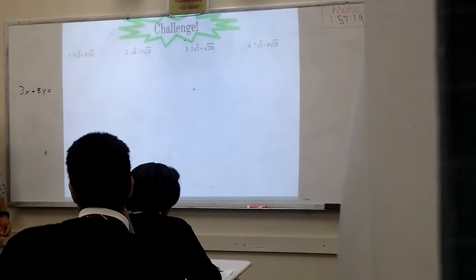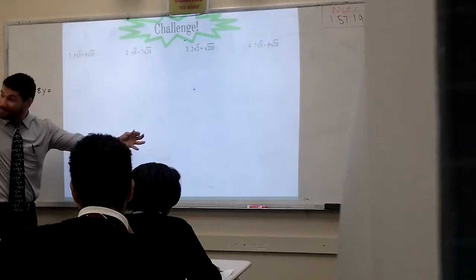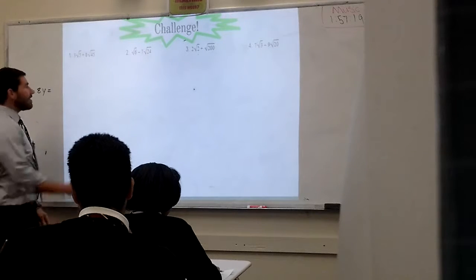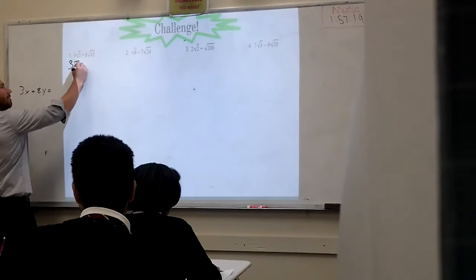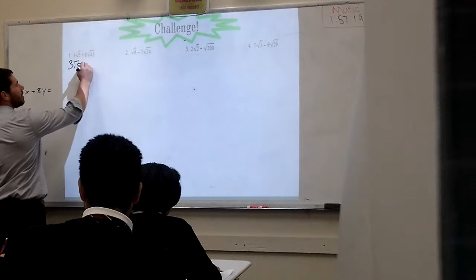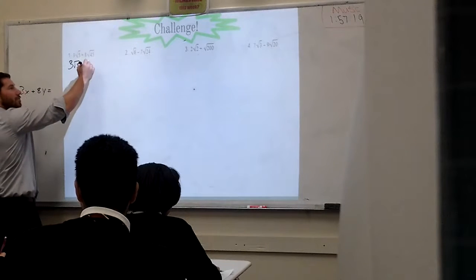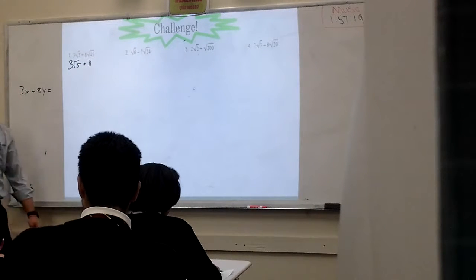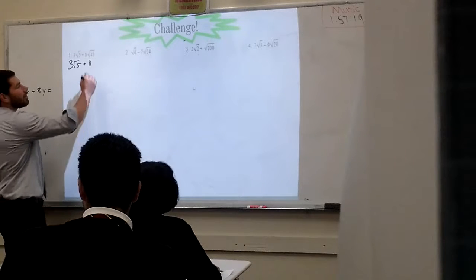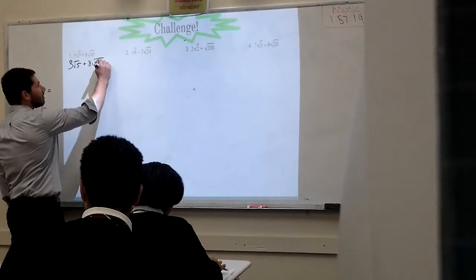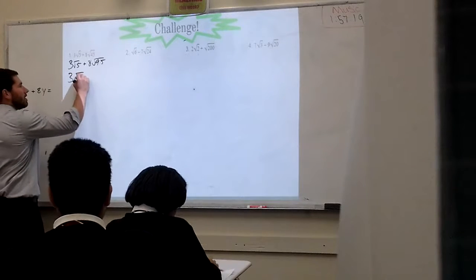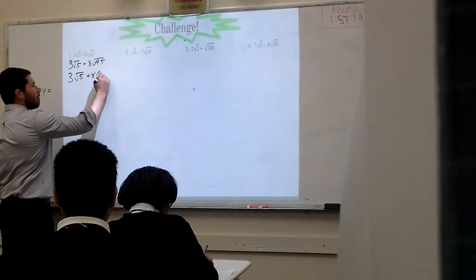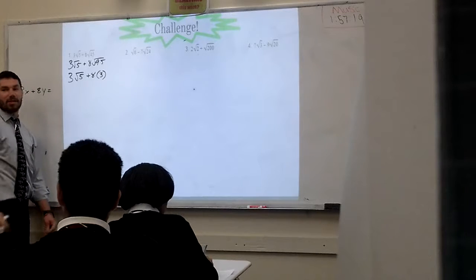Can I do anything to simplify the square root of 5? No, right? Because there are no perfect square factors of 5, so I get 3 square root of 5, I just bring it down. Can I do anything to simplify the square root of 45? Yes. What is a perfect square factor of 45? 9 and 5. Awesome. What is the square root of 9? 3. It is 3 plus 8. And we multiply that 3 by the 8 outside, right?